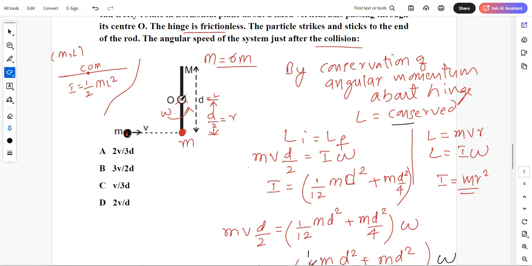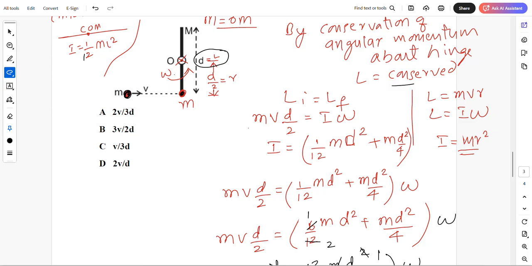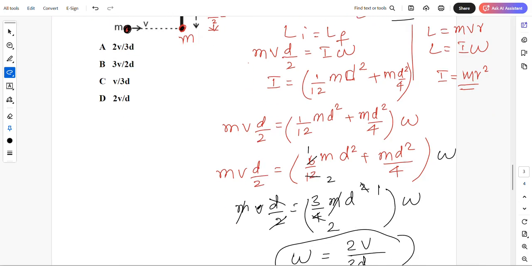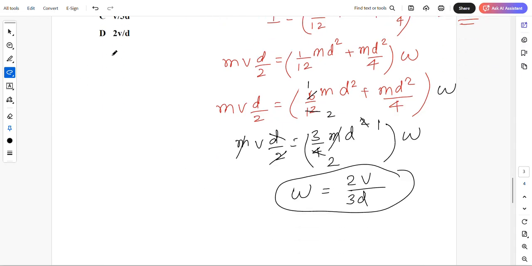That is the moment of inertia of the rod at the center, 1 by 12 m l square, that is 1 by 12 m d square, where d is the length here. Plus the moment of inertia of this point mass m, I is equal to m r square, where r is d by 2, the whole square, that is d square by 4. Add up these two and substitute to get the answer. You have to be careful while solving these kinds of problems. The answer 2v by 3d is the right answer. Hope you have understood this. We'll go to the next problem.